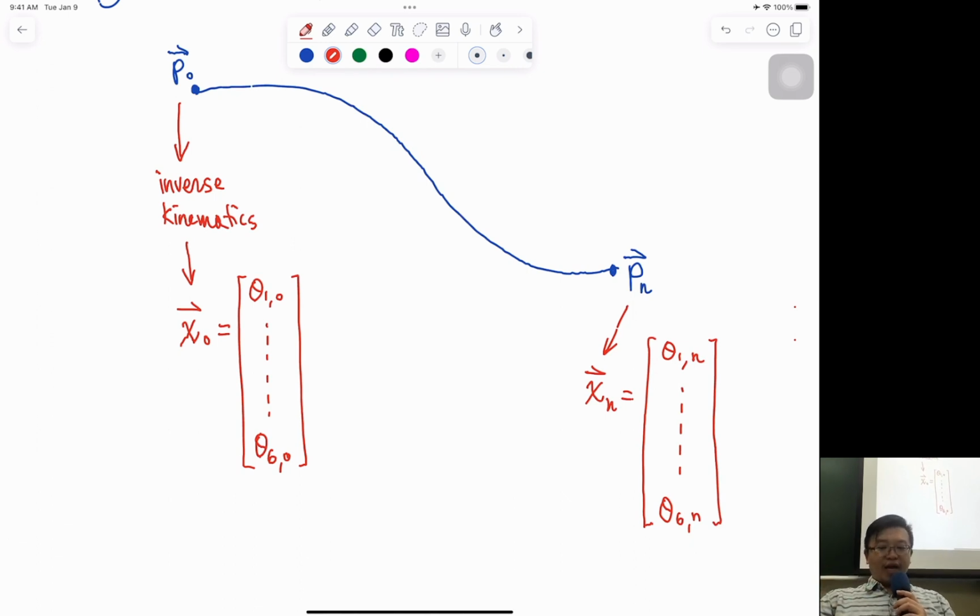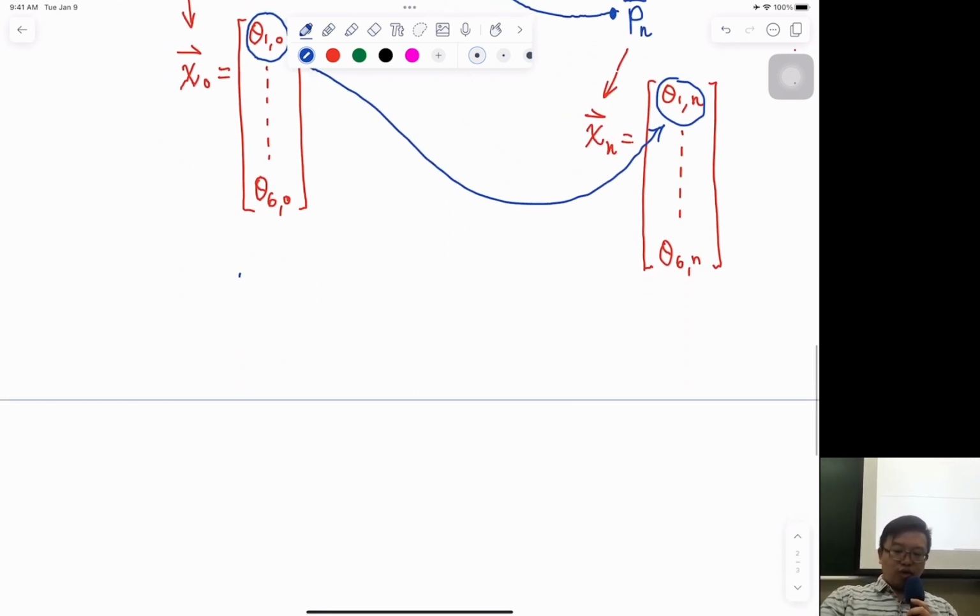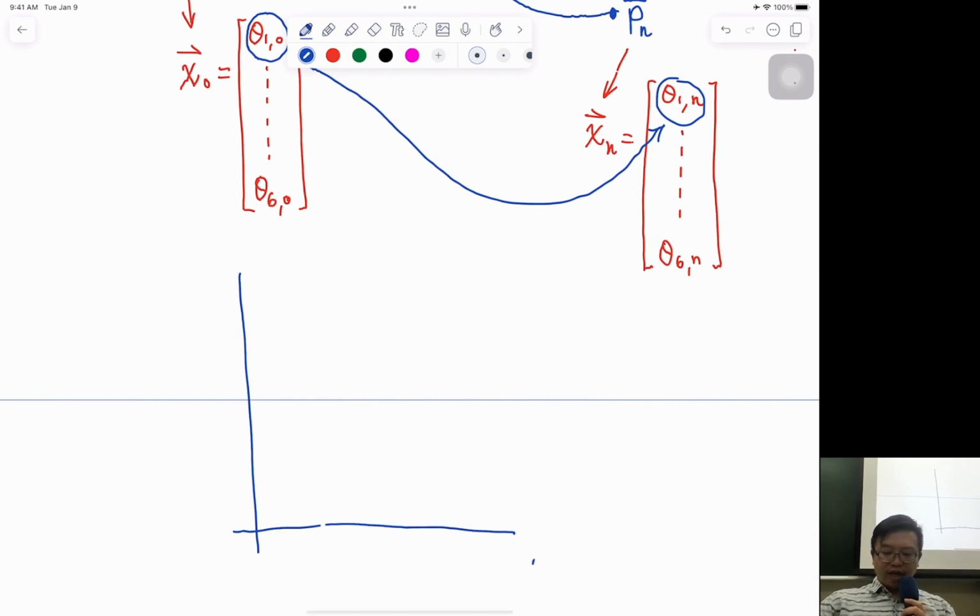What you can do next is to focus on each angle. So let's take a look at, for example, the first angle. What you eventually want to do is to start with theta 1,0 and end up with theta 1,n. So let's say this is time, and this is the start, and this is the end.